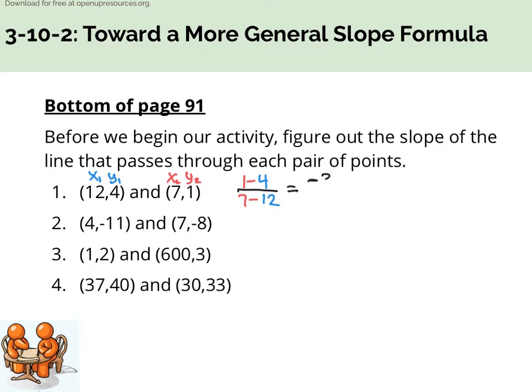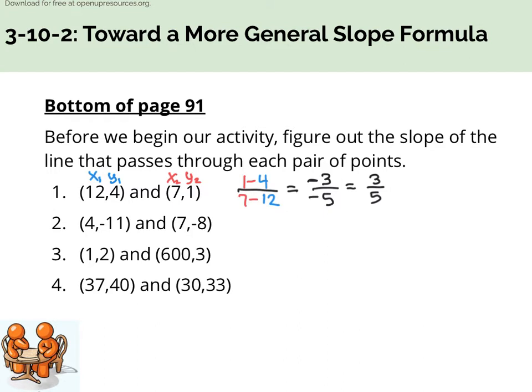1 minus 4 is -3. Let's do 7 minus 12. 7 minus 12 is -5. And so remember that if we have a negative divided by a negative, our final answer is going to be a positive. So +3/5. That's the slope for number 1. Let's go ahead and do number 2.